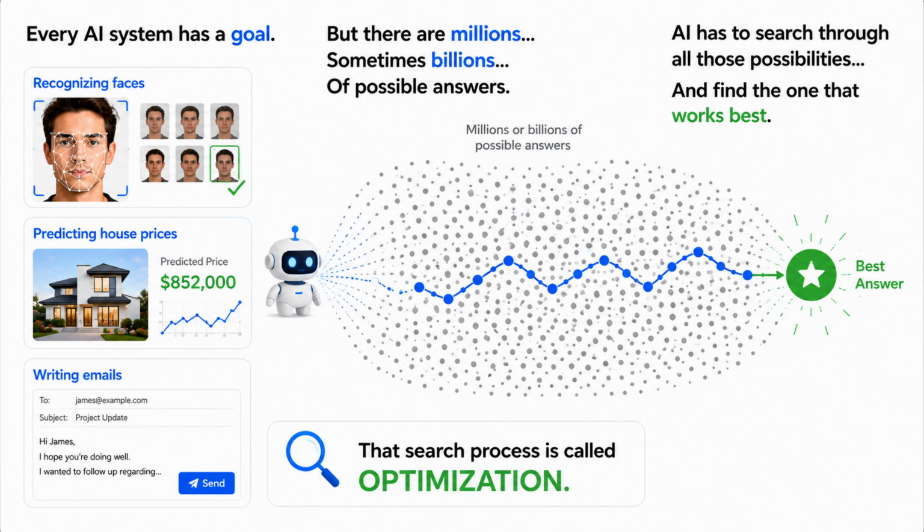Every AI system has a goal. Maybe it's recognizing faces, predicting house prices, or writing emails. But there are millions, sometimes billions of possible answers. AI has to search through all those possibilities and find the ones that work best. That search process is called optimization.